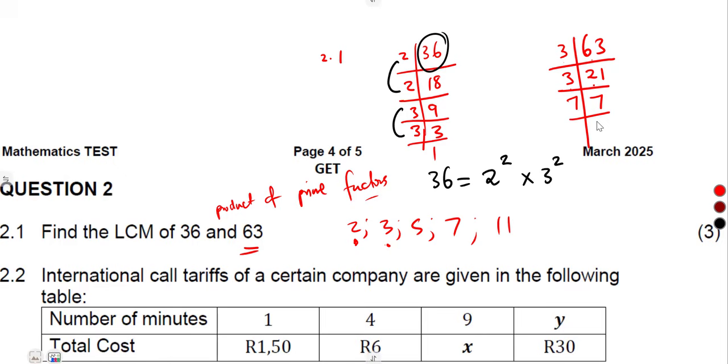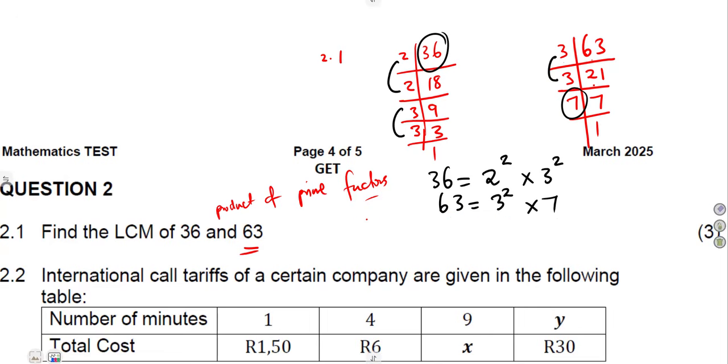7 divided by 7, that's a 1. So 63 can be written as 3 times 3, which is 3 squared times 7. All right, so this is what we are having from our numbers. So therefore, the LCM, remember the LCM, it is a multiple. This one, lowest common multiple.